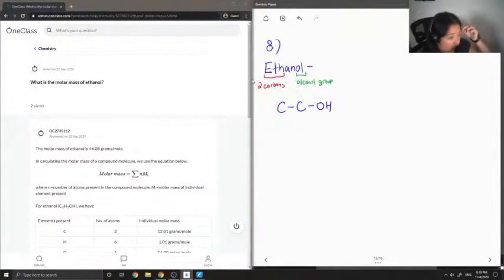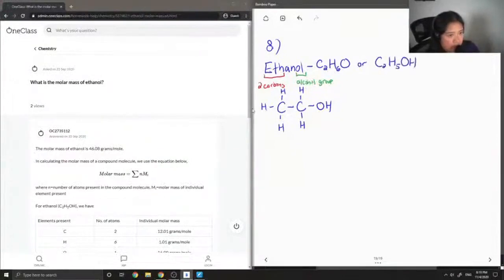And then, since carbons need 4 bonds attached to it, I'm going to fill out the rest of the bonds with just all the hydrogens. So this is the structural formula for ethanol. You'll see that it contains 2 carbons, 1, 2, 3, 4, 5, 6 hydrogens, and 1 oxygen. So it can be written like that, or you can show that it has an alcohol group, so it's C2H5OH.